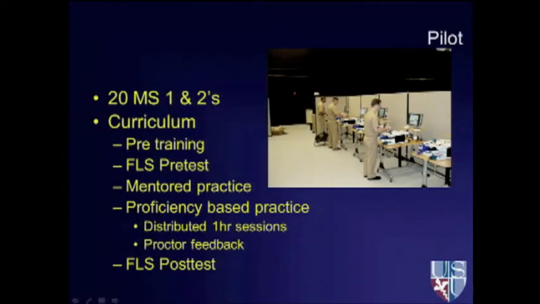So we piloted this on MS 1s and 2s, not PGYs, but medical students, so complete novices. They went through the outline that you see here. They had some pre-training where we discussed all those cognitive aspects of the skill, made sure they understood what they were doing, made sure they were executing the tasks properly. They did a pre-test, they had some mentored practice, and then they went into this proficiency-based curriculum and then came back for an FLS post-test.